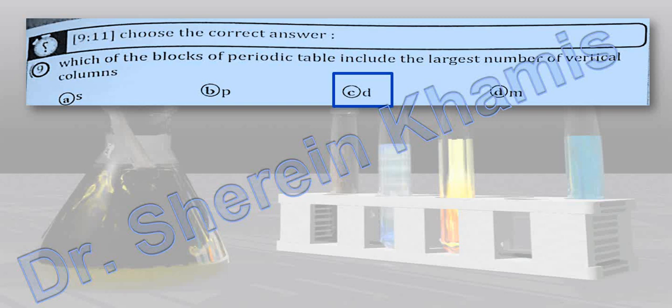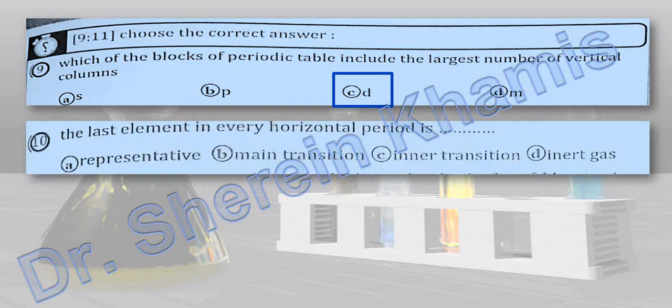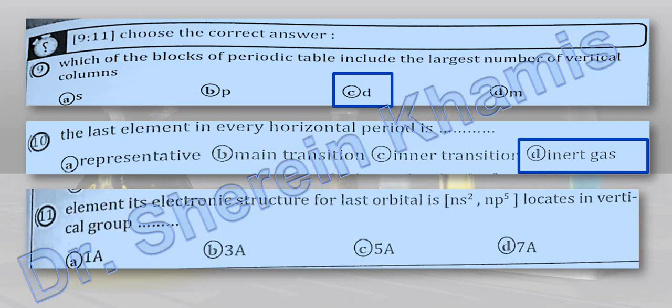Question number 10: the last element in every horizontal period is... I said it before. We start with representative elements, then go to main and inner, and at the end we finish each period with an inert gas. Okay, we are going to solve question number 11.